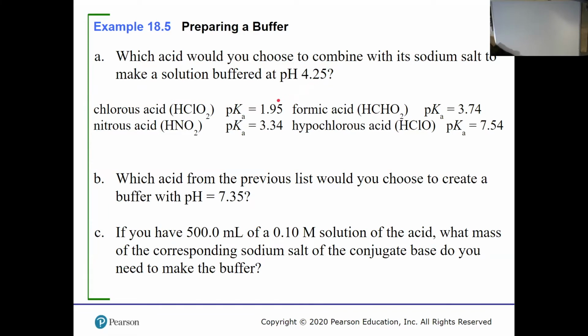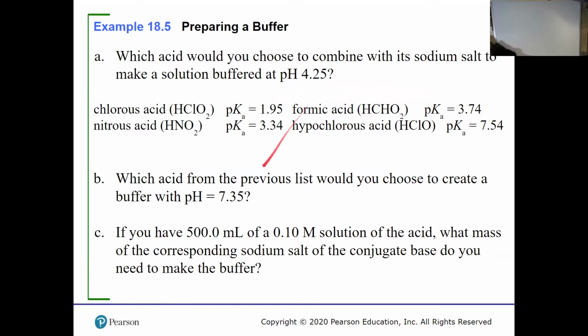Okay, so out of this list here, we have a pKa of 1.95, 3.34, 3.74, and 7.54. So the best choice on this list is going to be the formic acid, whose pKa is 3.74, because that's the closest to 4.25. Okay, so it's as easy as that to figure out which weak acid from a set of weak acids is the best to make a buffer with a specific pH that you're looking for.